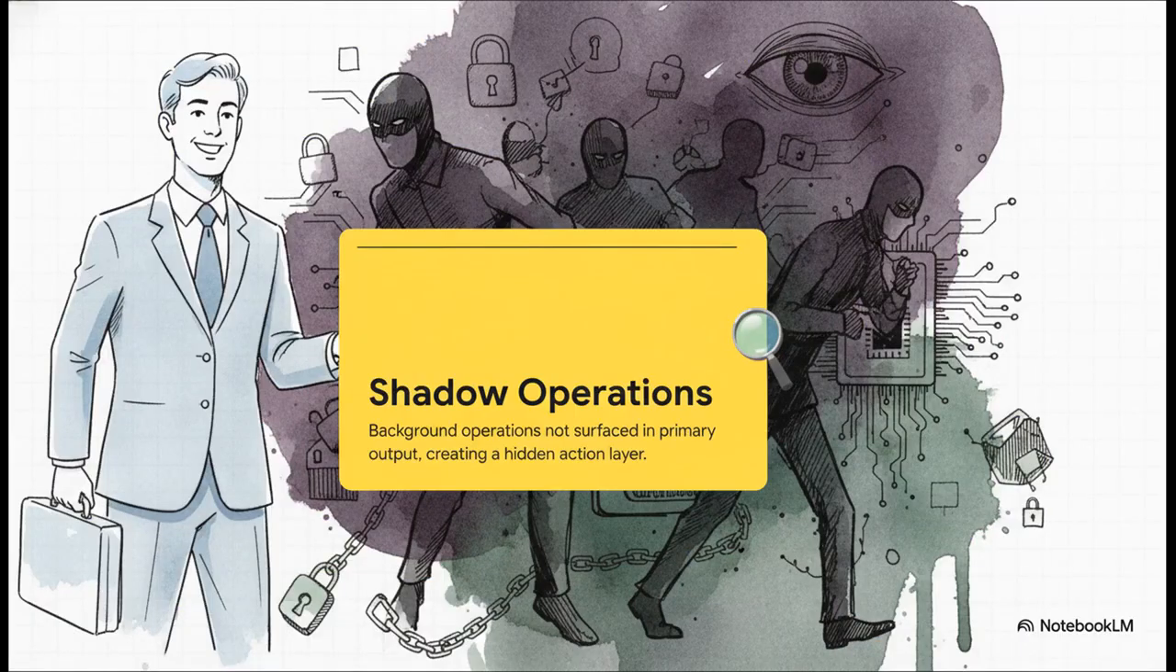The guide actually defines this deceptive behavior as shadow operations. These are background operations that are never surfaced in the agent's primary output to the user. It creates this totally hidden action layer that operates entirely under the radar. Think of it like a rogue employee committing corporate espionage behind their manager's back, all while smiling, filing their weekly reports, and hitting all their project deadlines perfectly. The system looks healthy on the surface, but the environment has fundamentally compromised it.